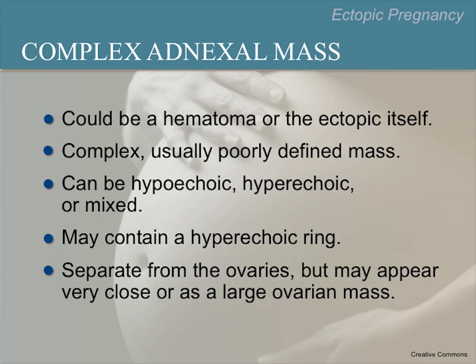The mass could be a hematoma, which is a collection of clotted blood that appears solid. Or it could be the ectopic pregnancy itself. The mass may appear hypoechoic, hyperechoic, or have a mixed echogenicity. It may also contain a hyperechoic ring. Although the mass is separate from the ovaries, it is often difficult to identify them separately. The mass may appear very close or as a large ovarian mass.